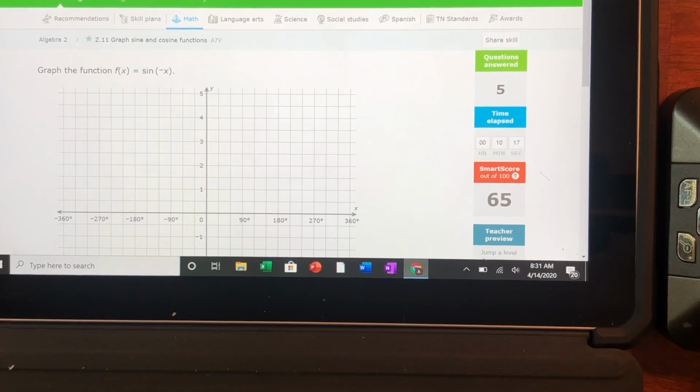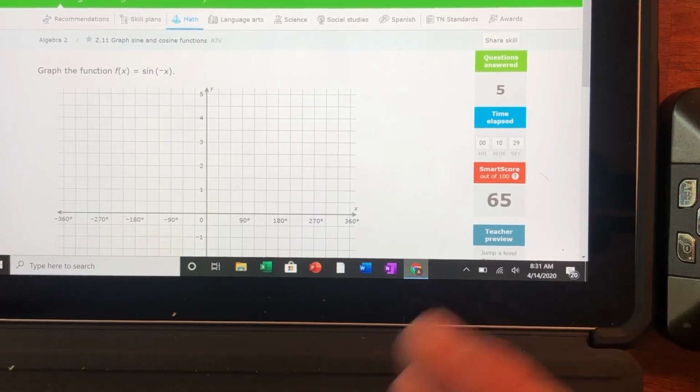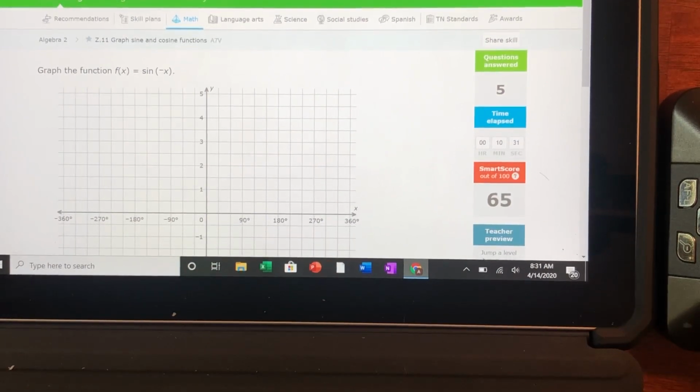Okay? So I'd like you to try some of these on your own. Again, this is suggested practice, but try Z.11, and try some of these on your own. I think that the IXL does a good job of this, and I like the way it lets you manipulate the graph all by yourself.